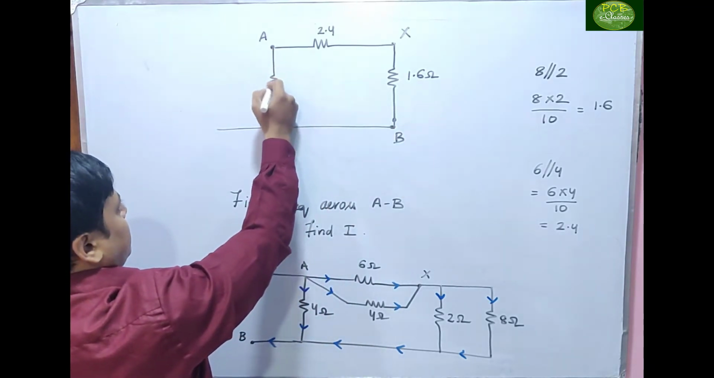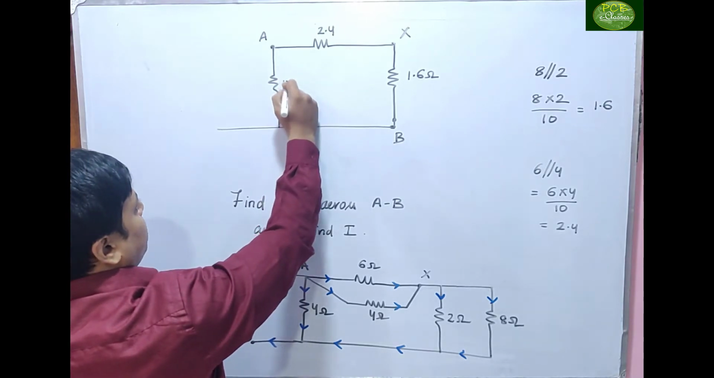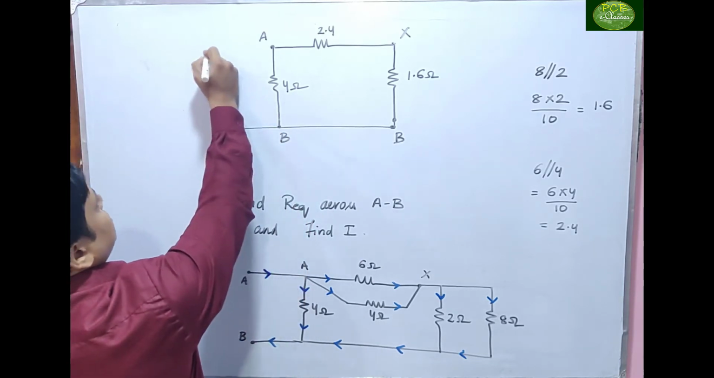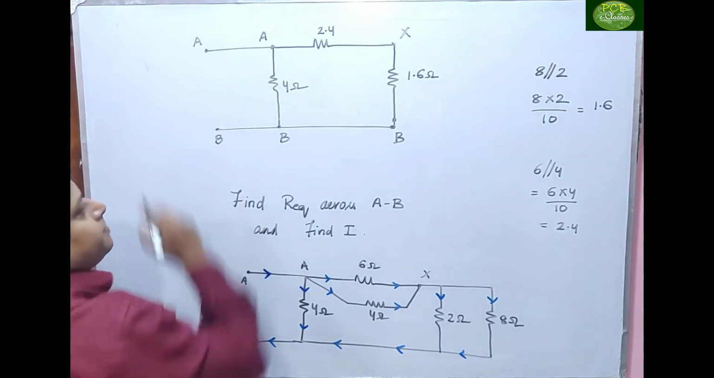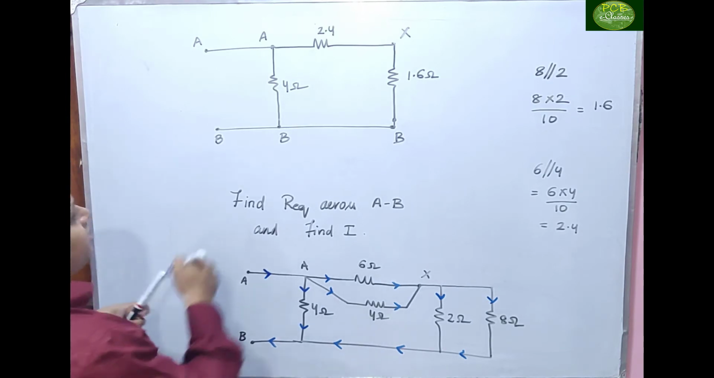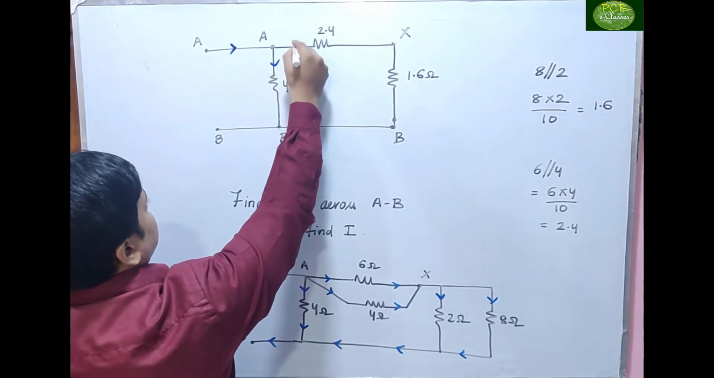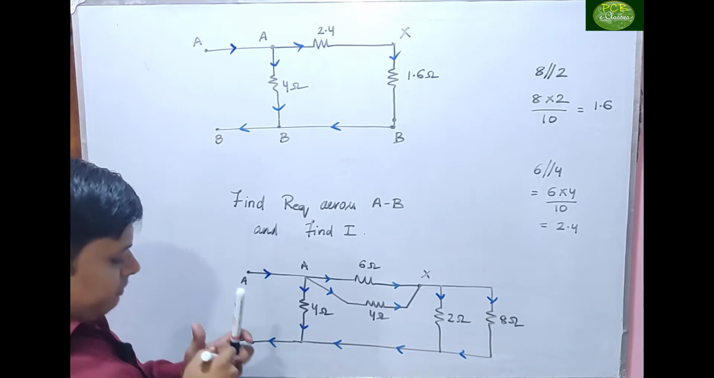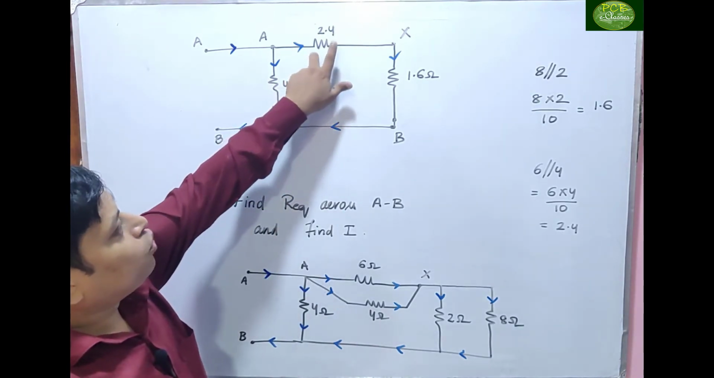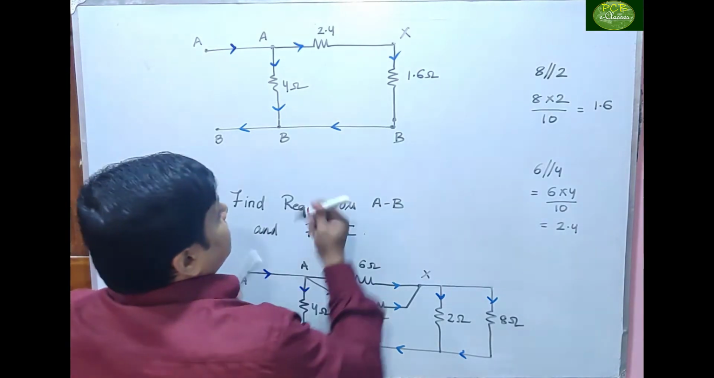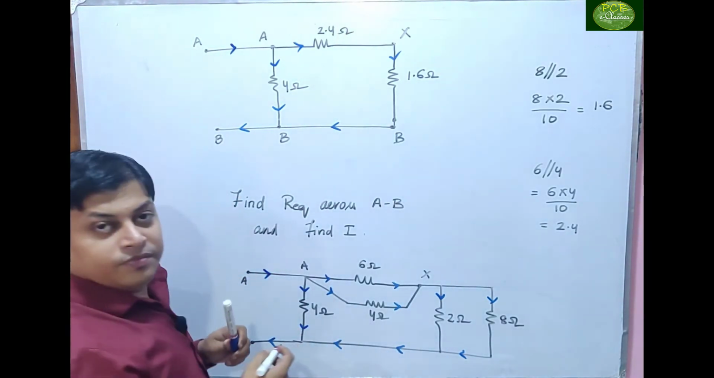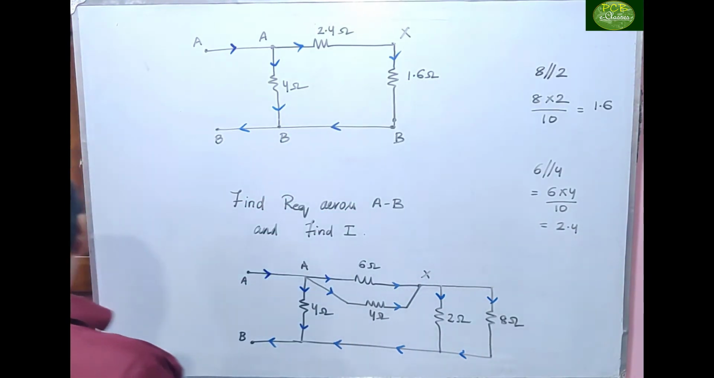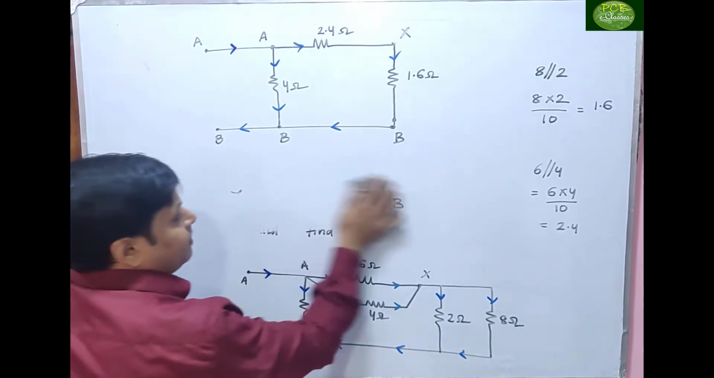From A to B, what is present? 4 ohm is present. This is B, this is also B, this is also A. Fine. So let us give the current direction. Fine. So from the circuit diagram, can I say the current flowing in the 2.4 ohm is same as the current flowing in the 1.6 ohm? Yes. That means 2.4 ohm and 1.6 ohm are in series. So what is the next circuit diagram I will be drawing?